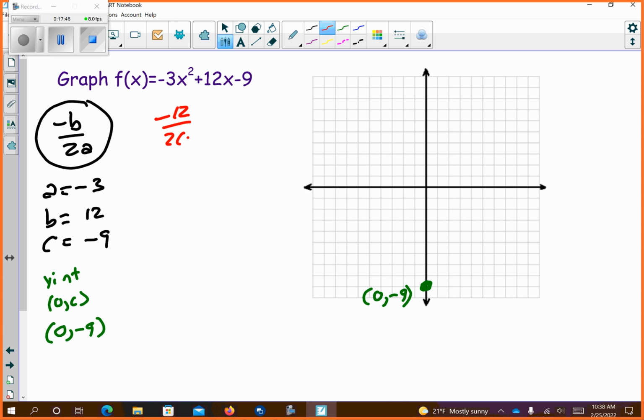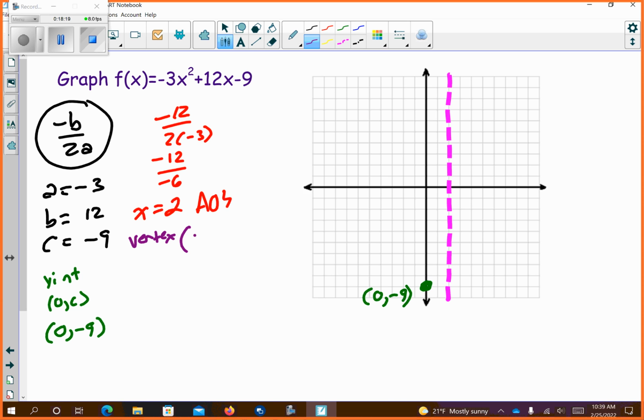Negative b over 2a. I like it. So I get negative 12 over negative 6, which is positive 2. So that's our axis of symmetry. Agree? The axis of symmetry is always x equals a number. X equals a number is a vertical line. Is the axis of symmetry necessarily part of the graph? No, it's just a guide. What lives on that pink dotted line? Vertex. Okay, how do I find my vertex? What so far do I know about the vertex? 2, yeah. So how do I find the rest of my vertex if I know the x value being 2?